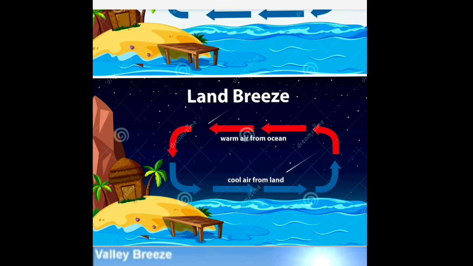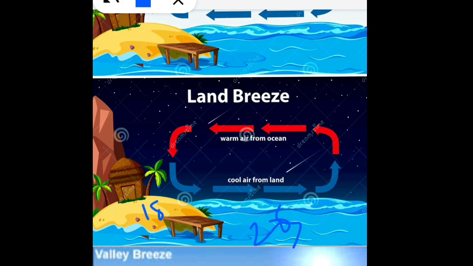Now let us come to the next topic, that is land breeze. Just the opposite of the sea breeze is land breeze. What happens during the night? Water is still warmer compared to the land, because land, as I already told, is a material body, so it heats up very fast as well as releases the heat sooner compared to water. Suppose the temperature of water is 20 degrees Celsius, and the temperature of land is 18 degrees Celsius.